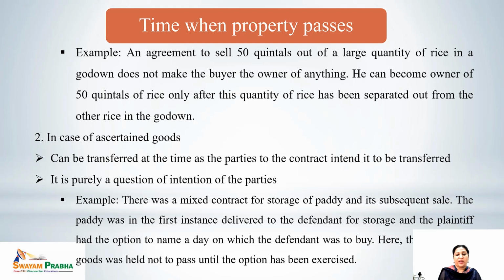See the example. There was a fixed contract for storage of paddy and its subsequent sale. The paddy was in the first instance delivered to the defendant for storage, and the plaintiff had the option to name a day on which the defendant was to buy. Here, the property in the goods was held not to pass until the option of naming the day had been exercised. Means once the buyer tells the date and the day on which he wants to take the delivery of the goods, the option would be exercised and it would be complete with the passing of property.